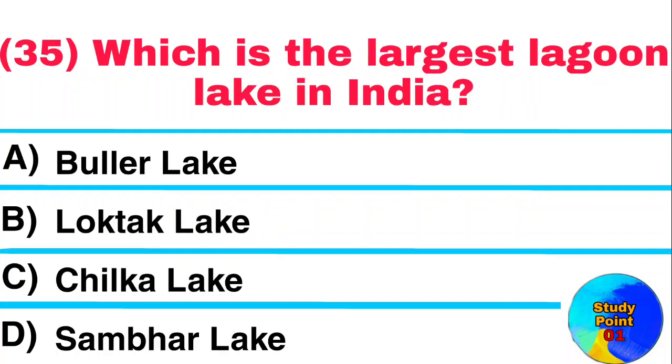Question. Which is the largest lagoon lake in India? A. Buller Lake. B. Loktik Lake. C. Chilka Lake. D. Samhar Lake. Answer. Chilka Lake.